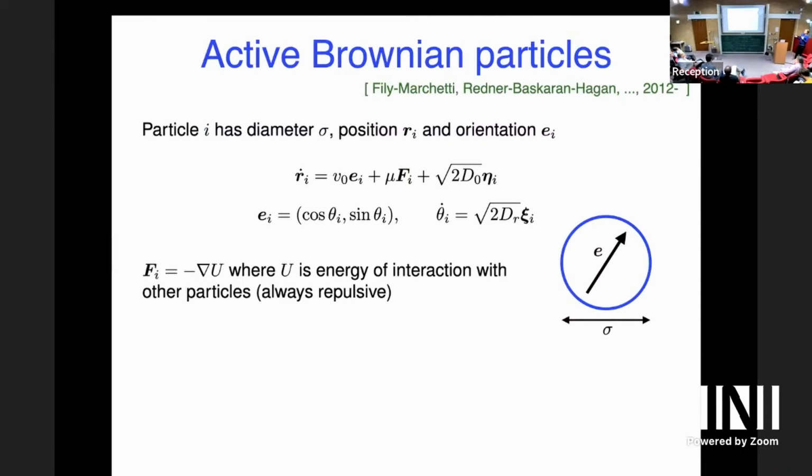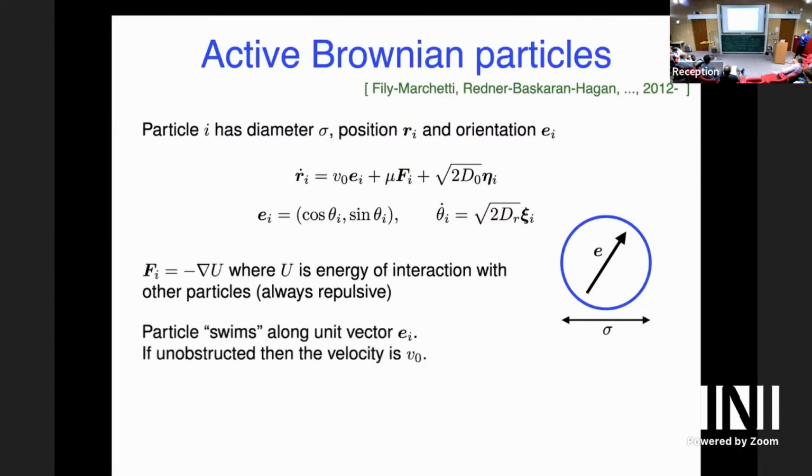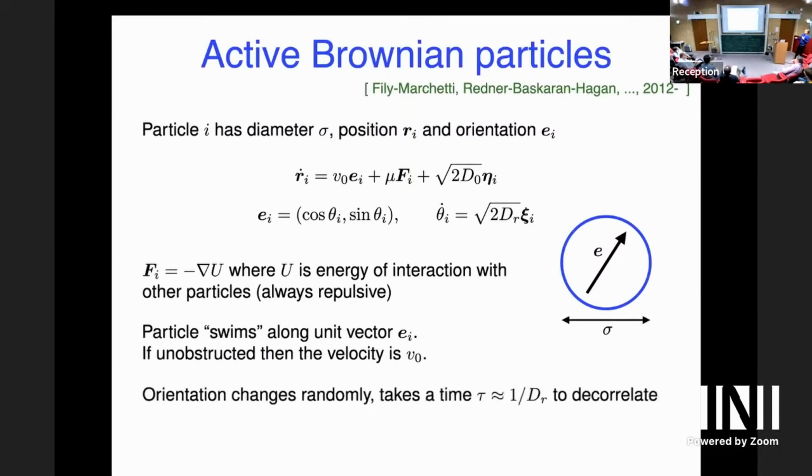So we have our ABPs, our active Brownian particles. Each particle has diameter sigma. The main thing about it is that it likes to swim with velocity v0 in direction e, which is this arrow that each particle carries, and the arrows rotate diffusively with a rotational diffusion constant. There is a conservative force which keeps you in interaction with all the other particles, which is repulsive. It swims along its unit vector, and if it's unobstructed, then that's its velocity. And there's a Brownian diffusion here. Sometimes when people write this model, they don't have this.